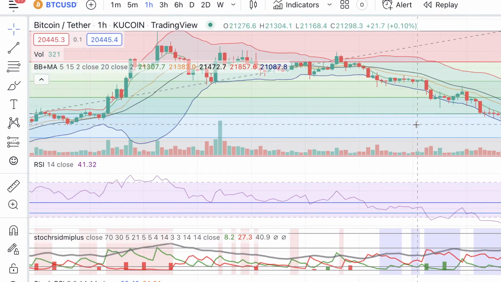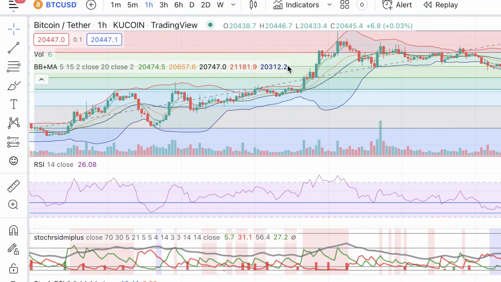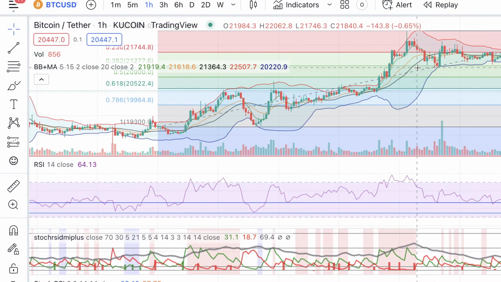That's why I didn't trade here, for example. It was just too risky.